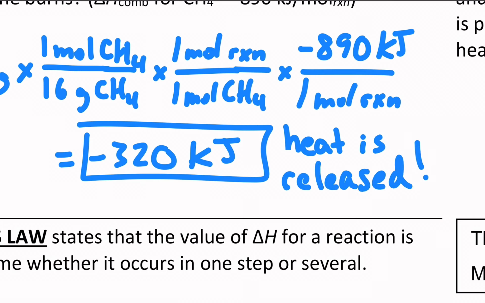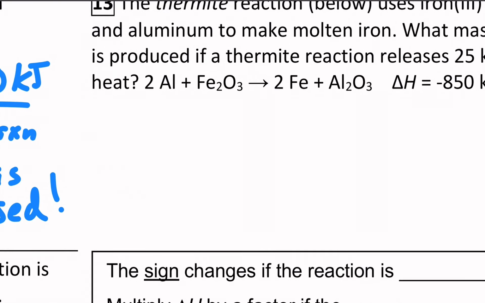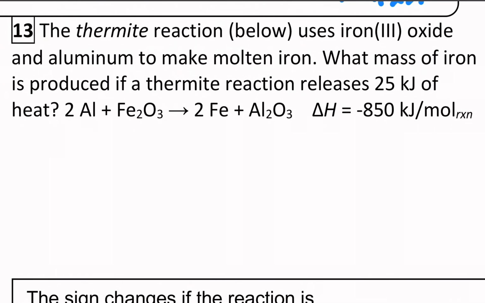So you could actually say 320 kilojoules is released, and it would imply the same thing as including it with the negative sign. Okay, so I'd like you to hit pause and try the one right next to it. This is for a different reaction with a different delta H value. This time they're giving us the heat, and they want to know the mass of one of the chemical species. Try that now. All right, so we're releasing 25 kilojoules, so I'm going to actually start with a given negative 25 kilojoules.